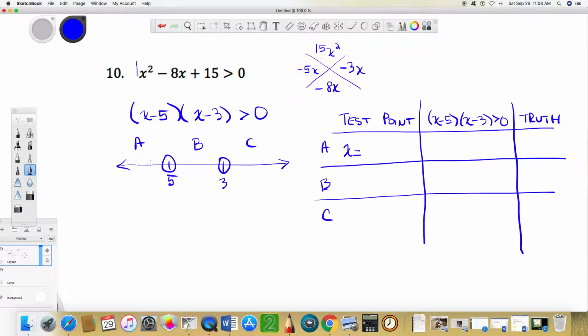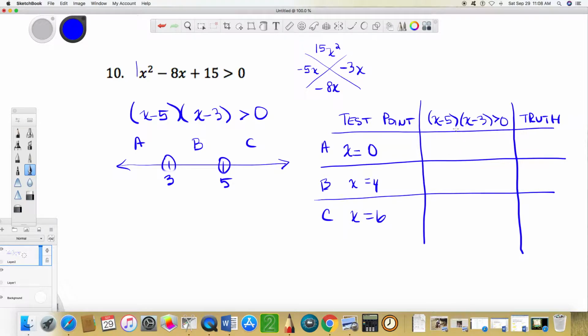A number that's in region A that's smaller than 3, I'm just going to pick 0 because that's easy to do arithmetic on. Okay, I'm not very smart. Look, 5 is not less than 3. Oh my gosh. 3 should be to the left of 5. All right, but still, 0 is smaller than 3. A number that's between 3 and 5 is 4. A number that's larger than 5 is 6.